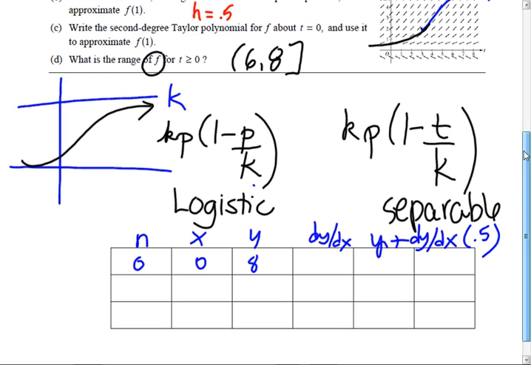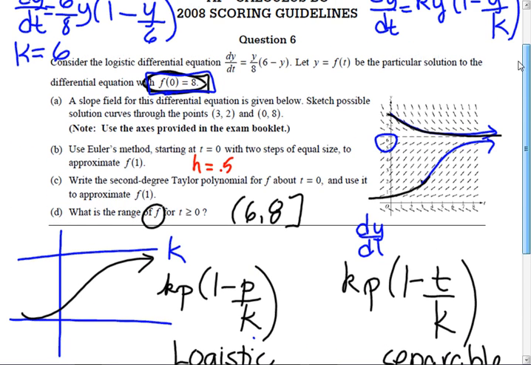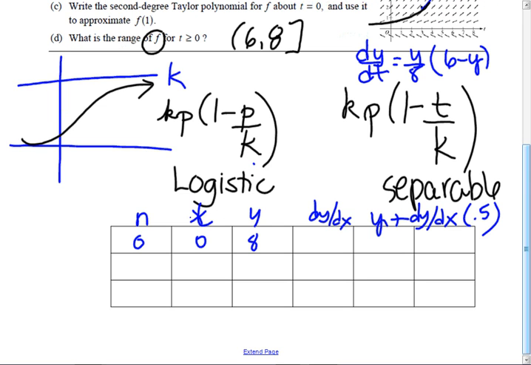We're doing Euler's method. So my derivative was dy dt. Sorry, dy dt is y over 8 times 6 minus y. So that's a t. Sorry. Okay, what is the slope in the beginning? It's the y value. It's 8 over 8, and then it's 6 minus 8. So what's dy dt? Negative 2. Okay, so my new y value is going to be 8 plus negative 2 times a half.